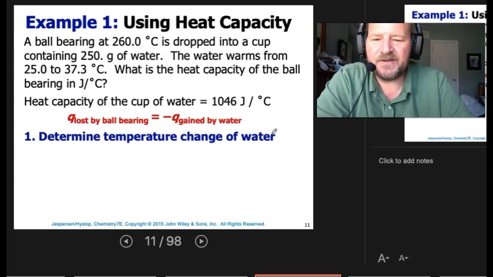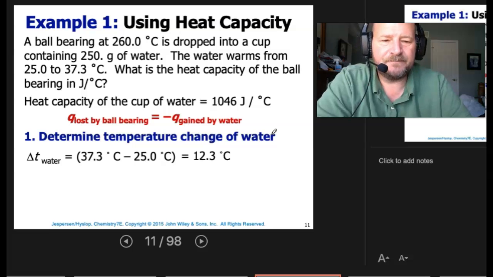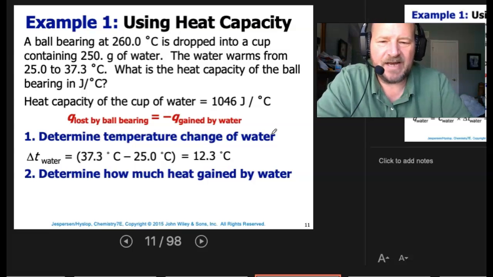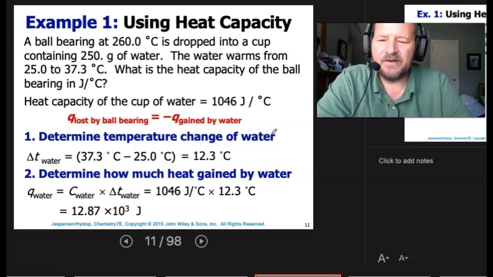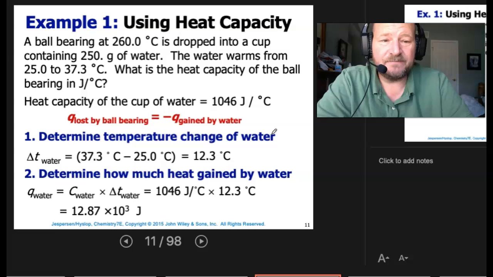So the first thing we're going to do is determine the temperature change of the water. The temperature change of the water is going to be 37.3 is where it ended, but it started at 25. So that's going to be a positive 12.3 degrees C. Next, we're going to determine how much heat was gained by the water. So we were told the capacity was 1046. We know the temperature change. So Q for the water would be equal to capacity times temperature change. So 1046 times the 12.3. That gives us 12.87 times 10 to the third joules. Okay, so there's our heat.